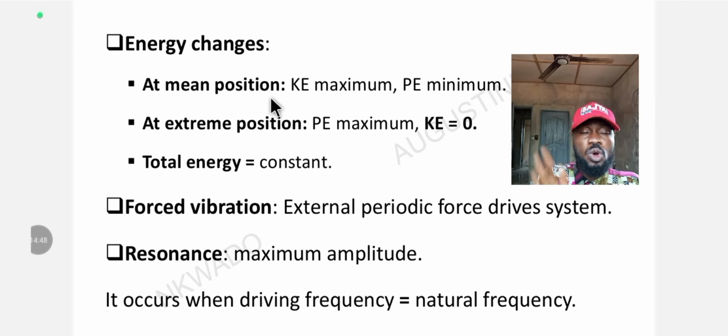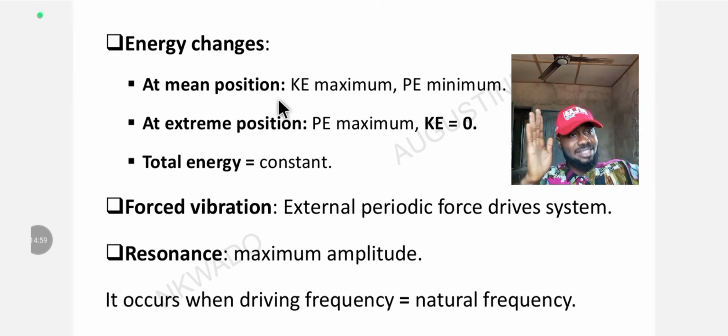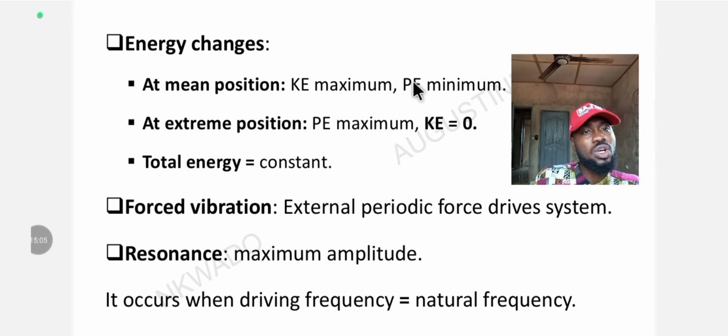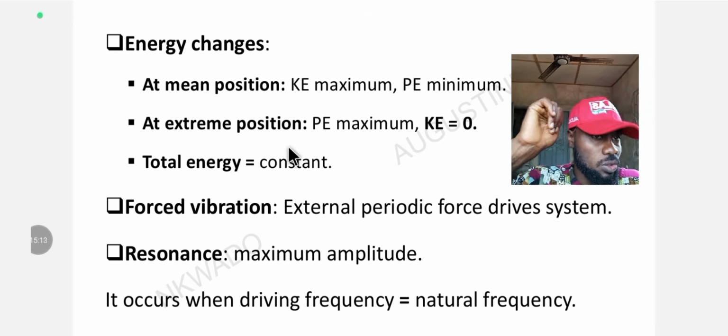We talked about mean position when we were discussing simple harmonic motion. When there is movement, the highest distance covered in the movement, the highest extent to which an object goes in a movement, that's the mean position. Okay, so there's movement, so kinetic energy is maximum, potential energy is minimum. But at extreme position, extreme means the first position.